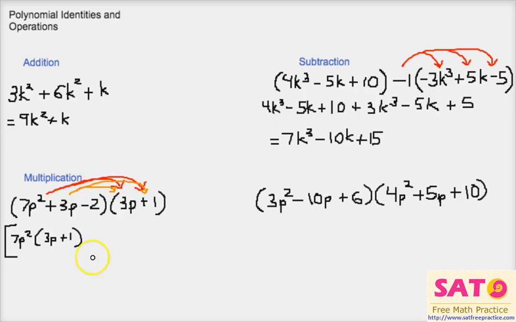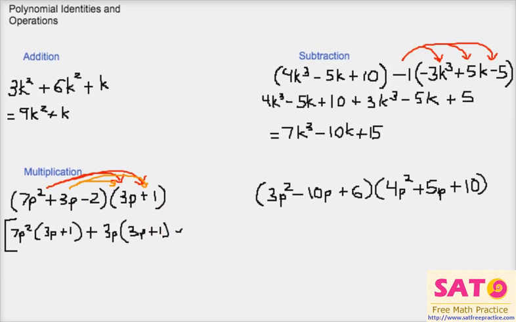So we could write plus 3p times 3p plus 1. And now for the last one, minus 2 times 3p and negative 2 times plus 1. And don't forget that it's still negative, so we have to carry that on. So minus 2 times 3p plus 1, and that is our final very long equation.